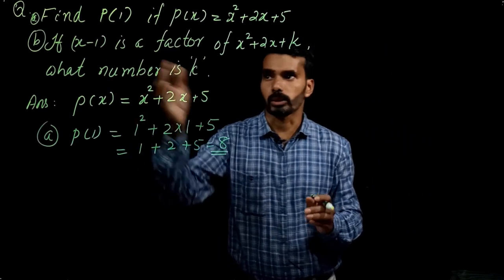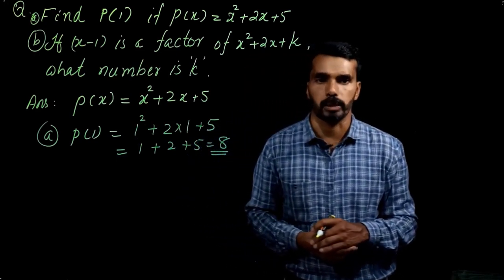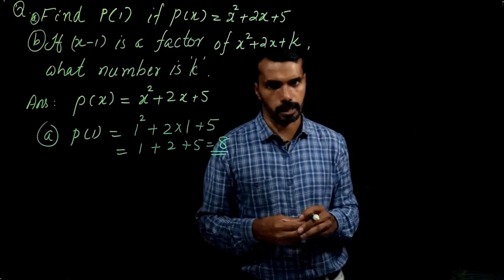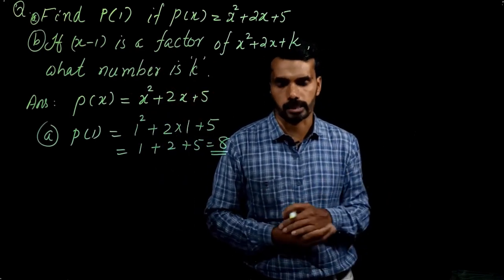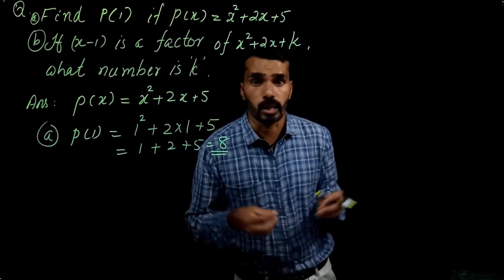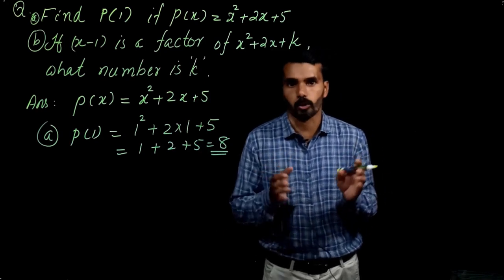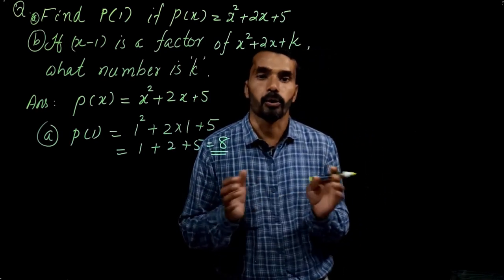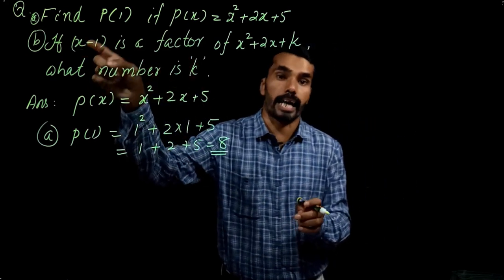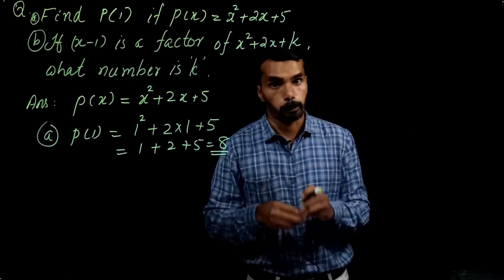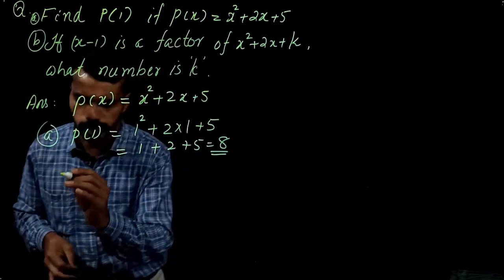Then its second question. If x minus 1 is a factor of x square plus 2x plus k, then what number is k? Here we are given that x minus 1 is a factor. Then we know that if x minus a is a factor, the first degree x minus a is a factor of p of x, then p of a is equal to 0. Okay, so here given that x minus 1 is a factor, so p of 1 is equal to 0. That is the second one.